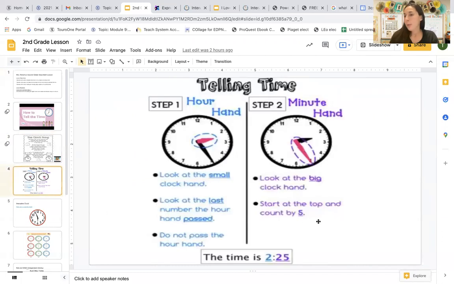My anchor chart that I'm going to have up there with them to look at: the small hand, which is the hours, and the big hand, the minutes, kind of going through before I even model so they understand what's happening, where numbers are placed, how to count by fives, and so on.